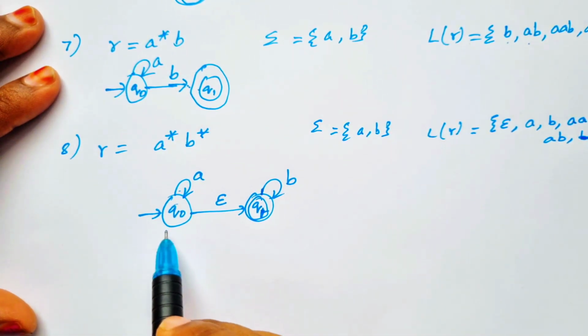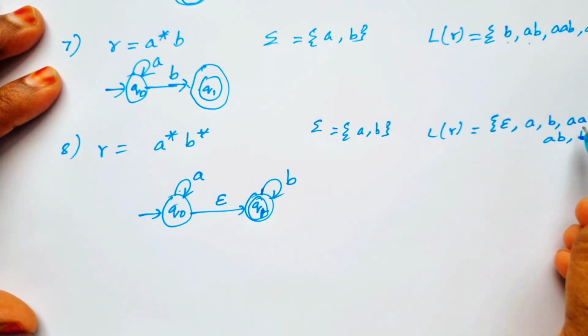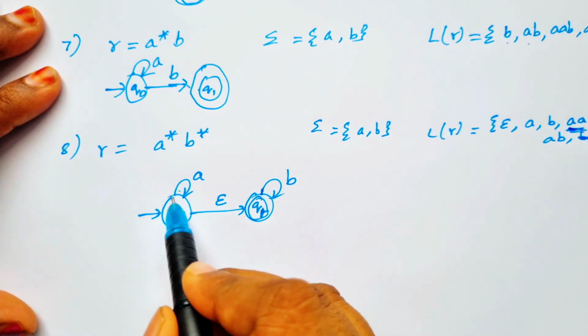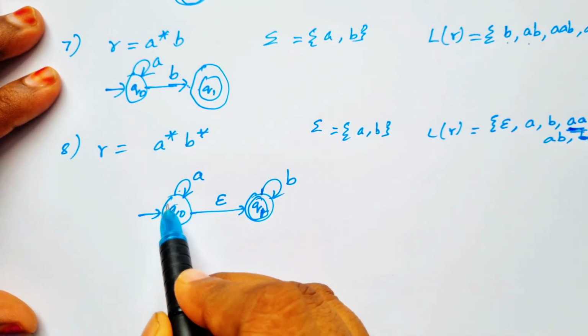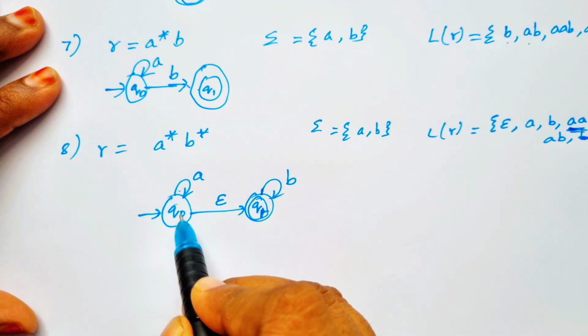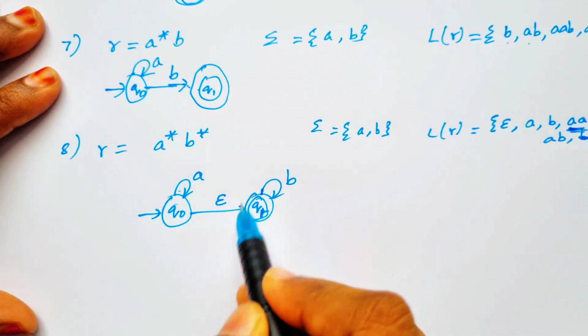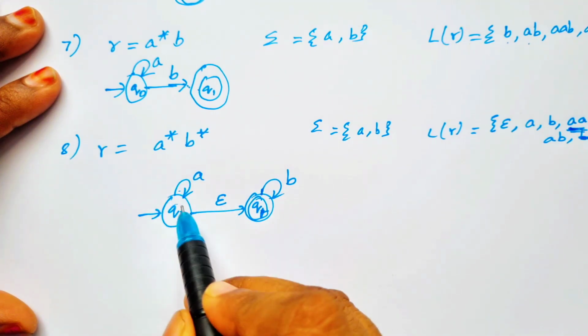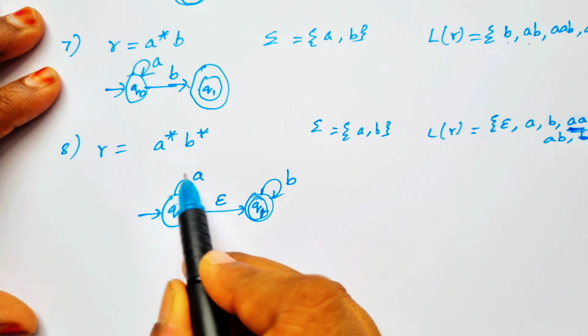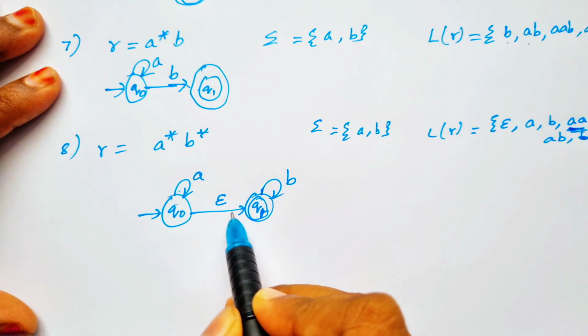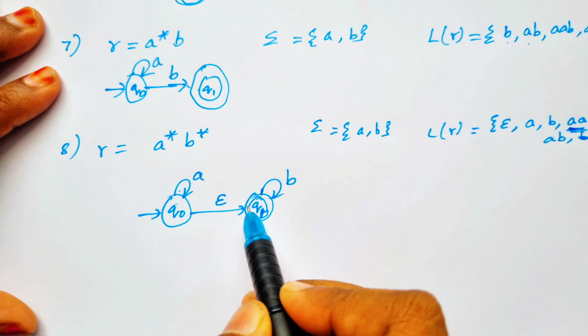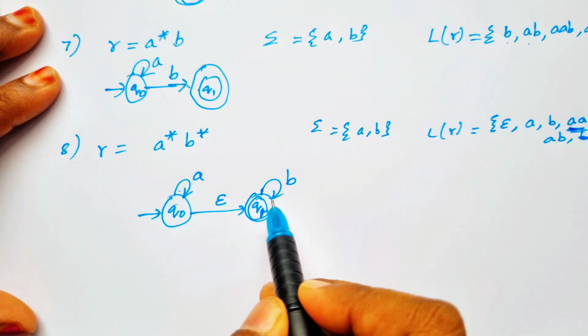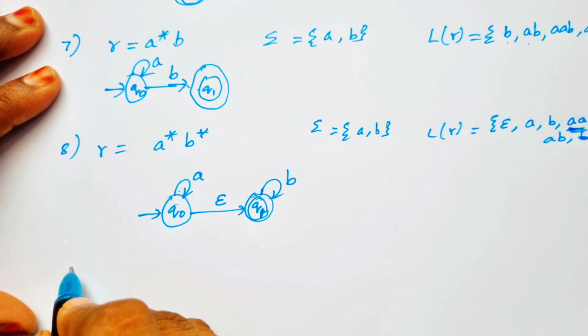Now you can see here. Let us see whether this string is accepted or not. If I start with the initial state, it will go 2 times, and then epsilon move, it will reach the final state. Let us see AB. It will start here, 1 move A, followed by epsilon, followed by B. Like this, any number of A's followed by any number of B's.